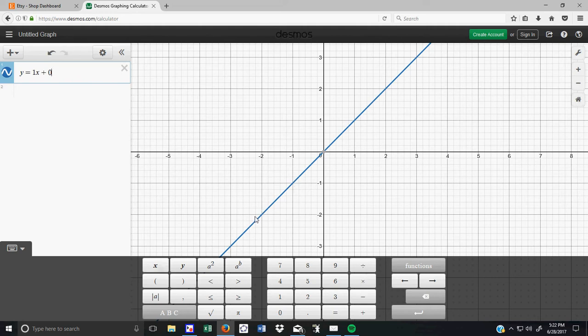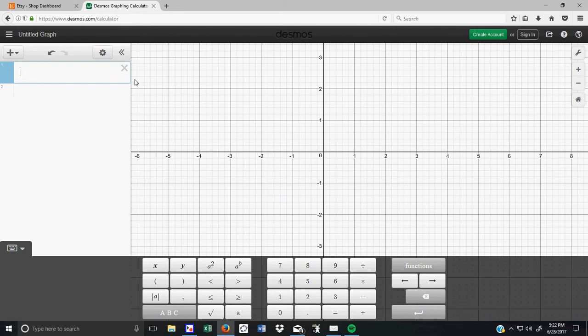But this is a linear function, and you can see when x is -2, y is -2, because really, remember, my graph is y equals x. So when x is -1, y is -1. When x is 0, y is 0. So that's a linear function.